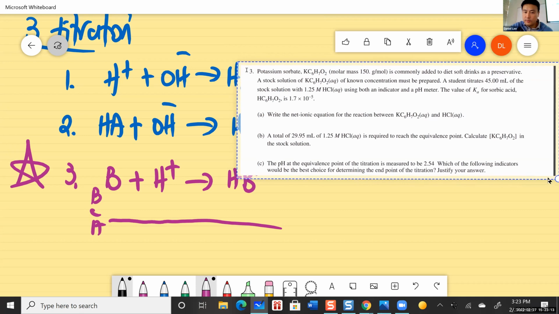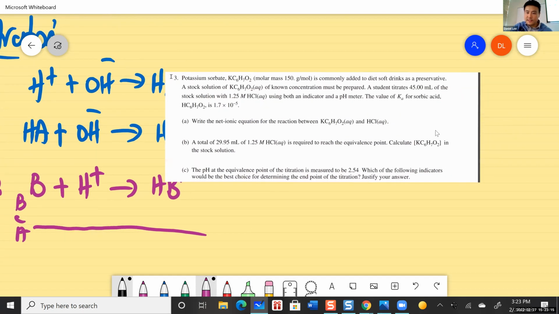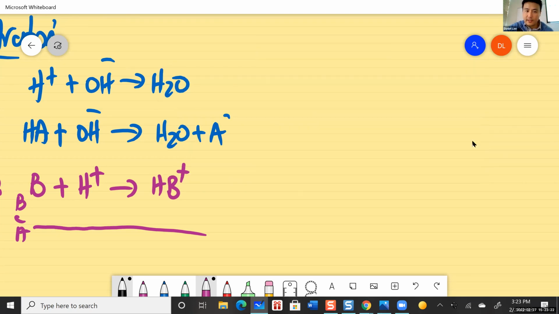Okay, so let me see if I can move this now. Yeah, it doesn't let me move. Let me get rid of this, and I gotta move this away.